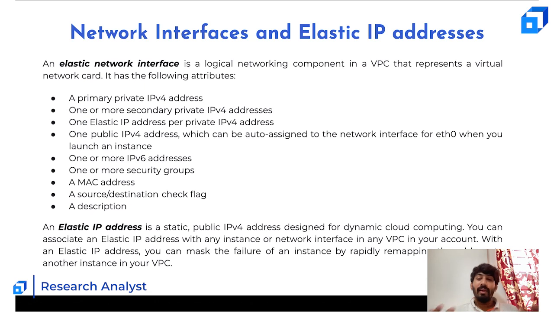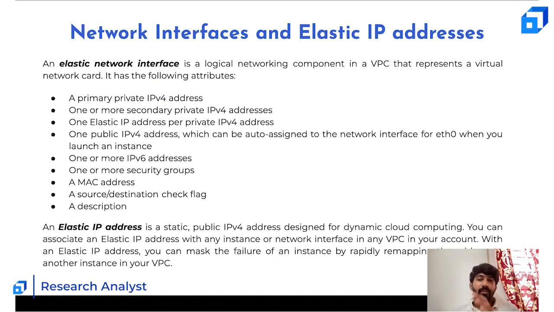Then later, if you want, we can attach another elastic IP address. That doesn't come with the network interface by default. And then one or more IPv6 addresses. Again, if enabled, we would get IPv6 addresses. Security group: most probably at the beginning, you would have one security group. Then if you attach multiple security groups, then obviously there would be more. And then a MAC address, the source or destination check flag, and finally the description of what that particular resource is.